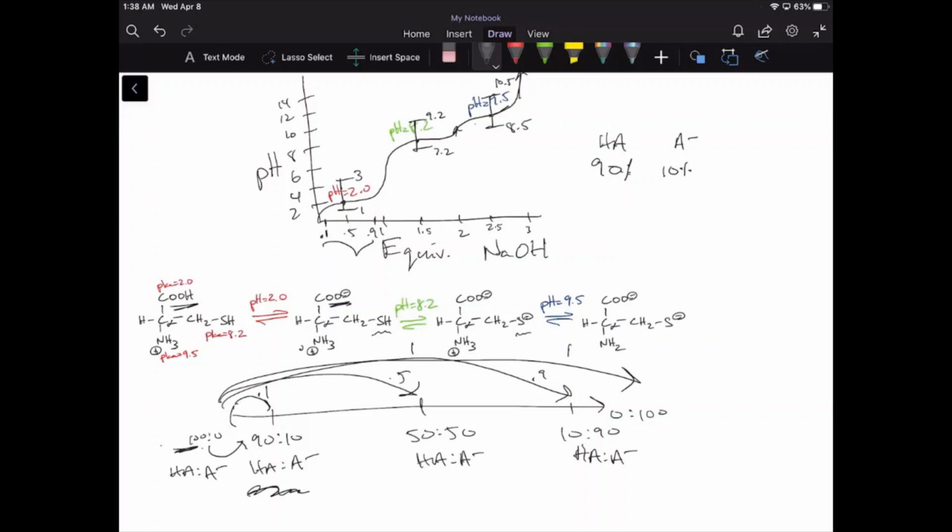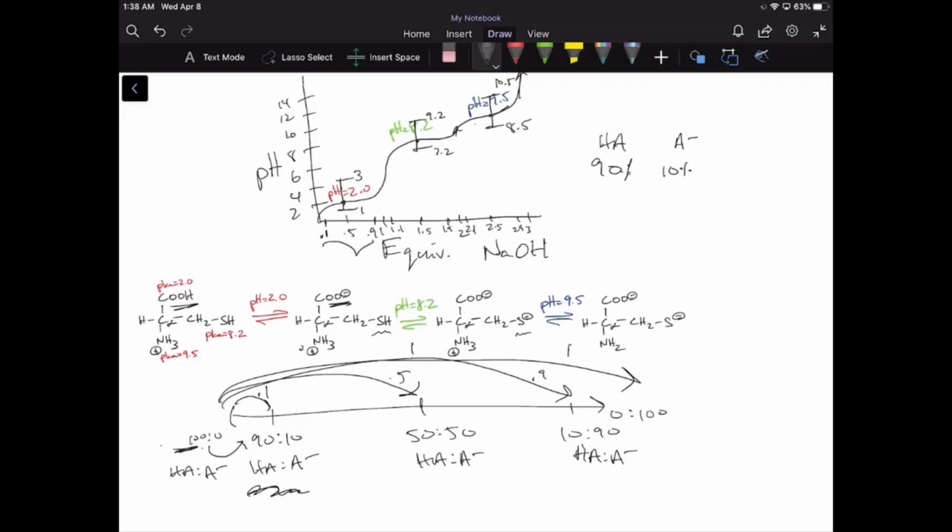So every 0.1 to 0.9, so 1.1 to 1.9, 2.1 to 2.9, and it goes on forever. Every 0.1 to 0.9 is the start of your buffering region, because once you add 0.1 of an equivalence, that's where you get your 90 to 10 ratio.